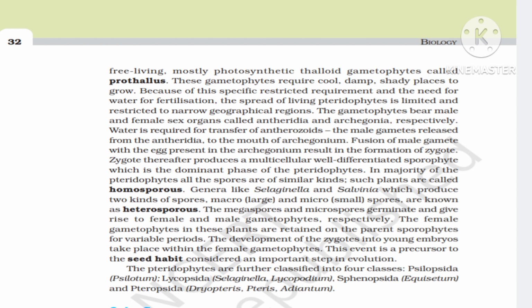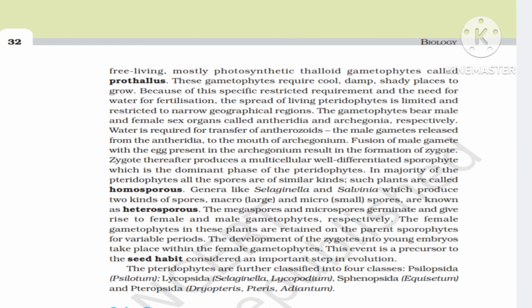Water is required for transfer of the antherozoids. The male gametes are released from the antheridia into the mouth of the archegonium, where the fusion of male gametes with the egg present in the archegonium results in formation of the zygote. The zygote is 2n, that is diploid in nature. Thereafter it produces a multicellular, well differentiated sporophyte. The zygote to sporophyte formation is a mitotic process, and the sporophyte is the dominant phase of pteridophytes.